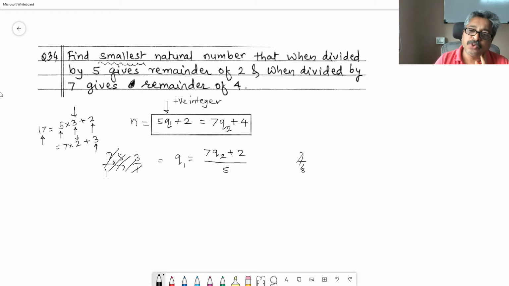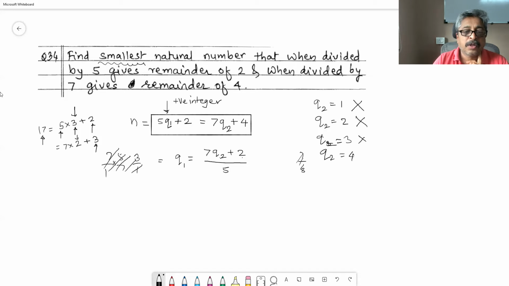So we start with trials. Q2 is equal to 1. So 7 plus 2, 9 by 5. Fraction, not useful. Q2 is equal to 2. 7 into 2, 14 plus 2, 16. Not useful. Q2 is equal to 3. 21 plus 2, 23. Not useful. Q2 is equal to 4. 28 plus 2, 30 divided by 5, 6. So if Q2 is 4, Q1 is 6, right?